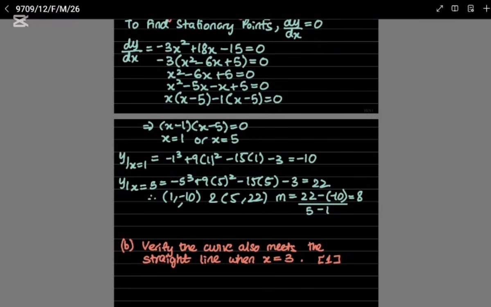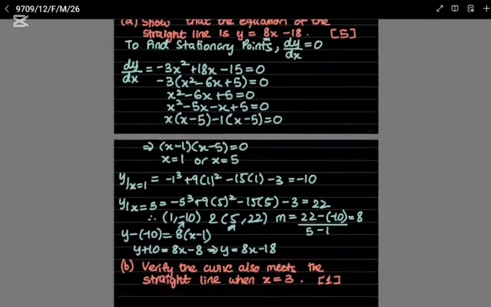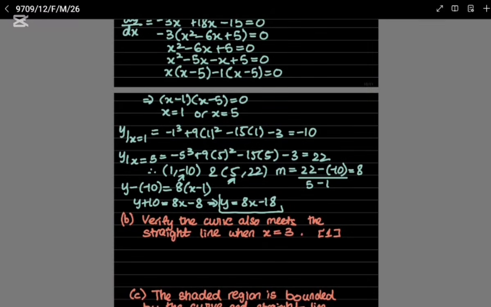Now you can just take any of the points, okay? Let's take this because this looks simpler, okay? So y minus y naught, which is minus 10, is equal to the slope into x minus 1. So y plus 10 is equal to 8x minus 8. Okay, this implies that y is equal to 8x minus 8 minus 10, which is 18. And is that the final answer? Yes, so we have proved it.